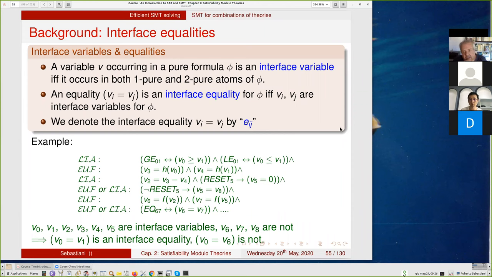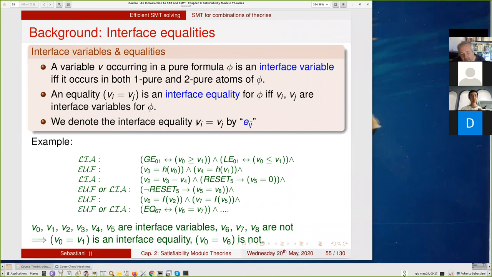We also have another definition, which is interface variables and interface equalities. A variable v occurring in a pure formula is an interface variable, or a shared variable, if it occurs in both T1-pure and T2-pure atoms of phi. In this section we'll use UF and linear integer arithmetic as example. So if a variable occurs both in arithmetical atoms and UF atoms, then it is said to be an interface variable. And equalities between interface variables are called interface equalities.